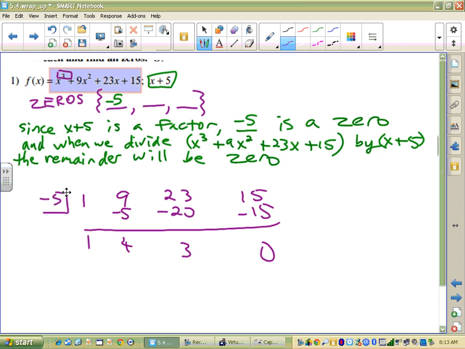So this is kind of weird because it really says f of -5 is 0. Since it's a factor, we expected that all along, but evaluating the function and getting 0 for a remainder means that it's a 0. And that's a big deal. Getting 0 for a remainder means that's a factor. It also means that the number you put in the box is a 0. So I can't stress this enough.